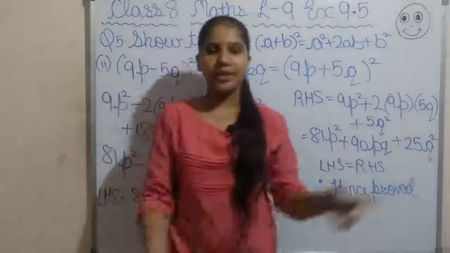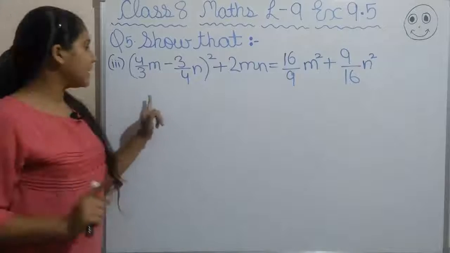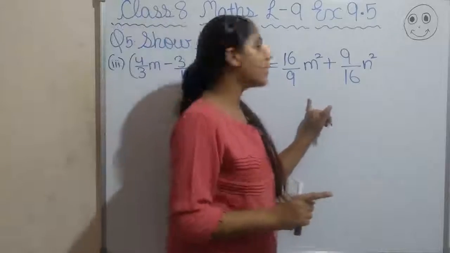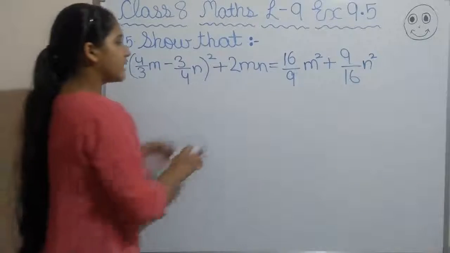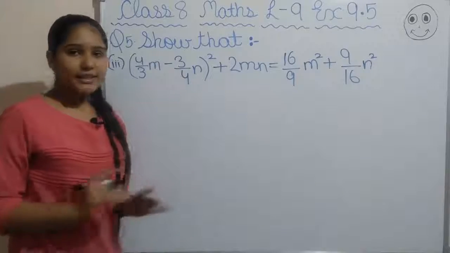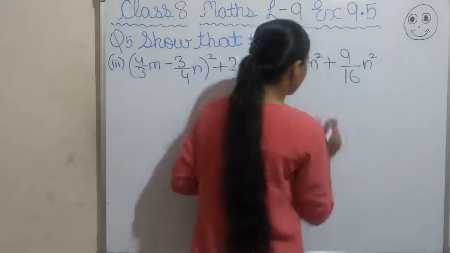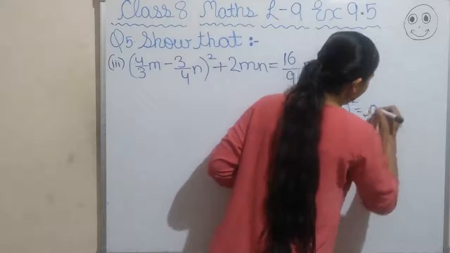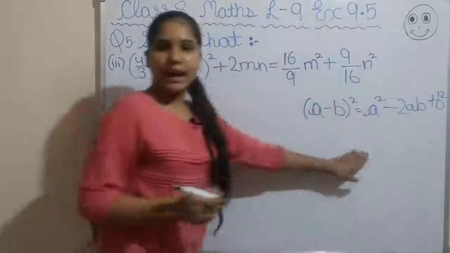So let's come to the third part. Yeah, so this is the third part: (4 by 3m minus 3 by 4n) whole square plus 2mn is equal to 16 by 9 m square plus 9 by 16 n square. So actually here we have to again first solve the LHS, then the RHS. Okay, so let's first solve. So the minus sign is this, so which identity are we going to use? The second one, because the first is a plus. So I'm going to write the identity here: a minus b whole square is equal to a square minus 2ab plus b square.